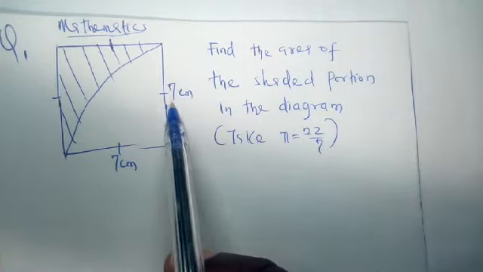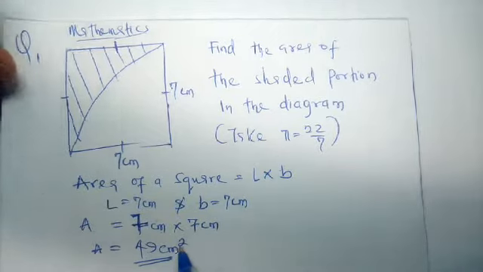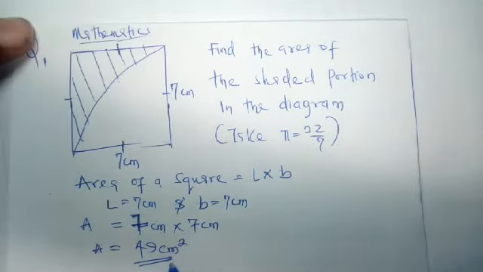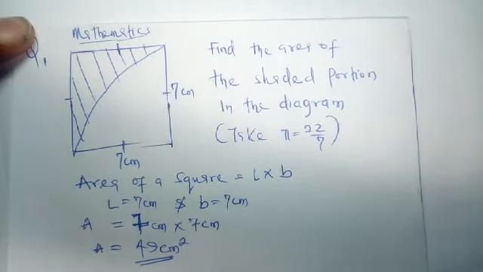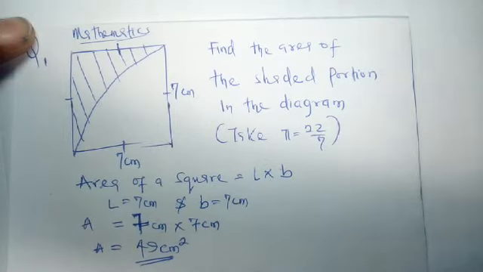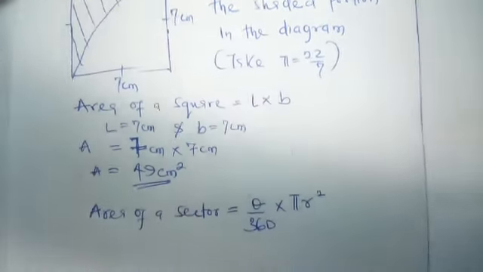Having obtained the area of the square, we would go to the area of a sector, which is the shape inside the square. Now, area of a sector is equal to theta over 360 times pi times r squared. Alright, now let me bring it up so that you see what I'm doing.